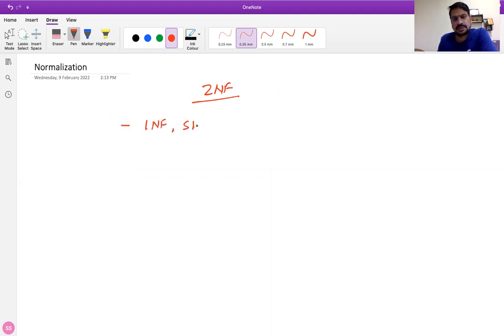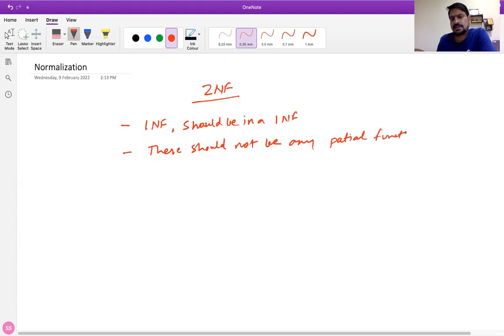It should be in first normal form, and the second criterion is there should not be any partial functional dependency, right? There should not be any partial functional dependency.